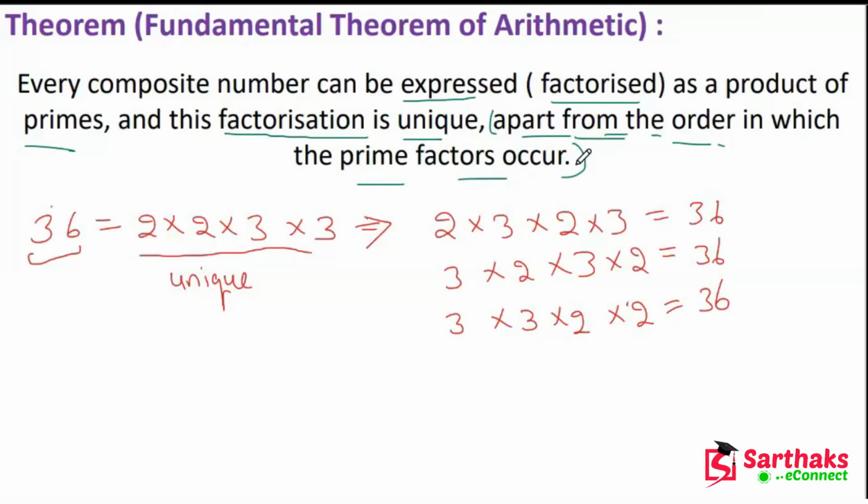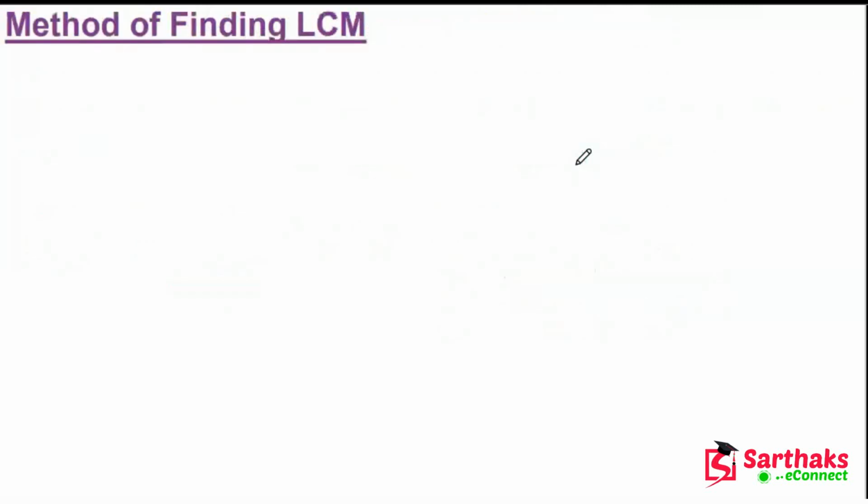So every composite number can be expressed as the product of primes, and this factorization is always unique apart from the order in which the prime factors occur. I hope you got this point. Let's now move on.